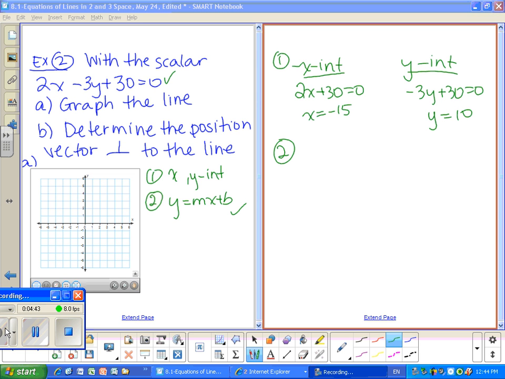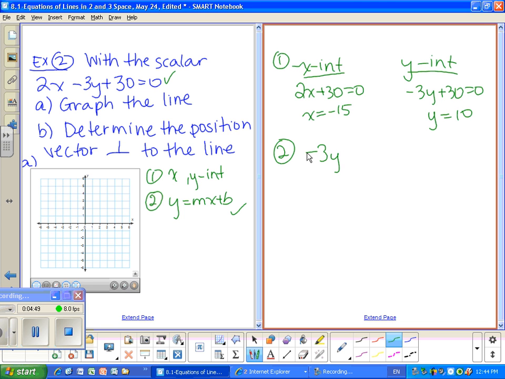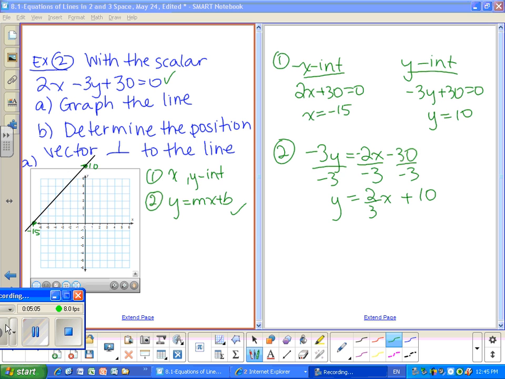Doing it the other way, rearranging, we're going to take everything to the right-hand side that's not y. So if it has a y, it's staying. So we leave negative 3y equals negative 2x minus 30. Then we have to divide each thing by the coefficient because we want it to just say y. So then we're left with 2 over 3 x plus 10. So that would be your line using the x and y intercepts.